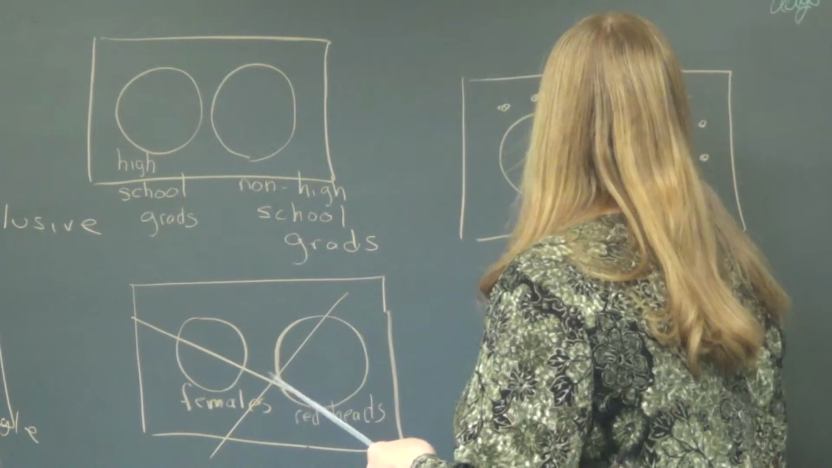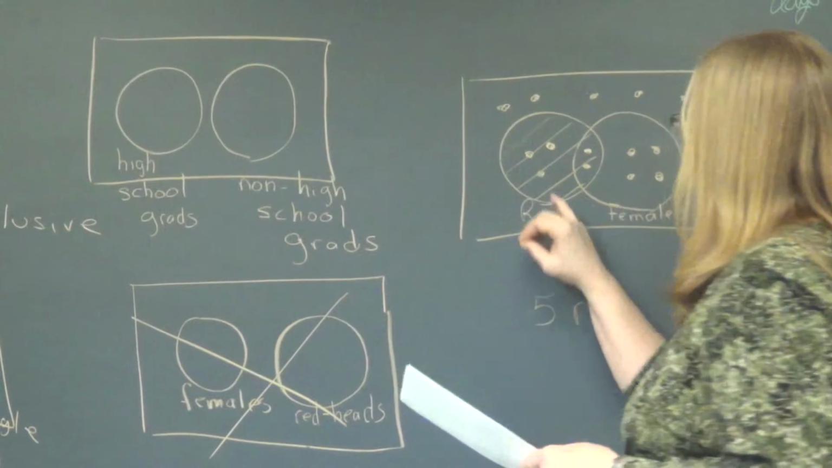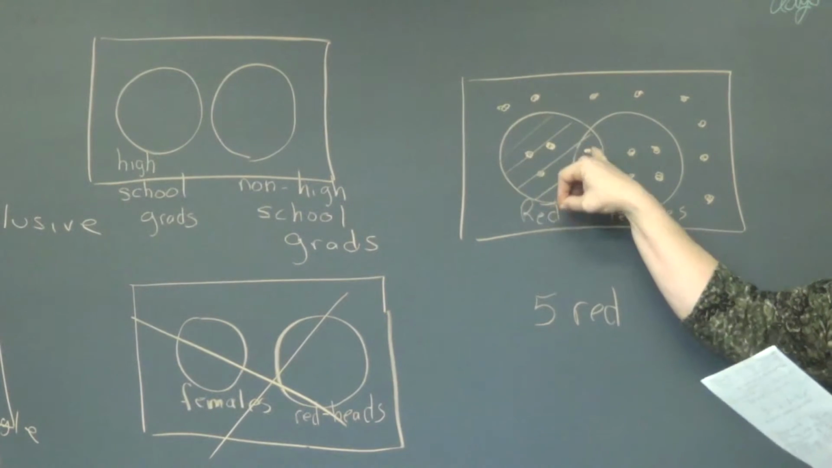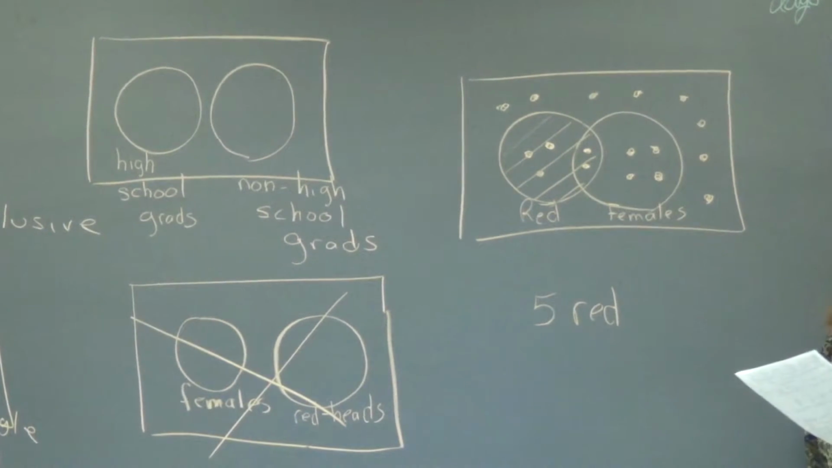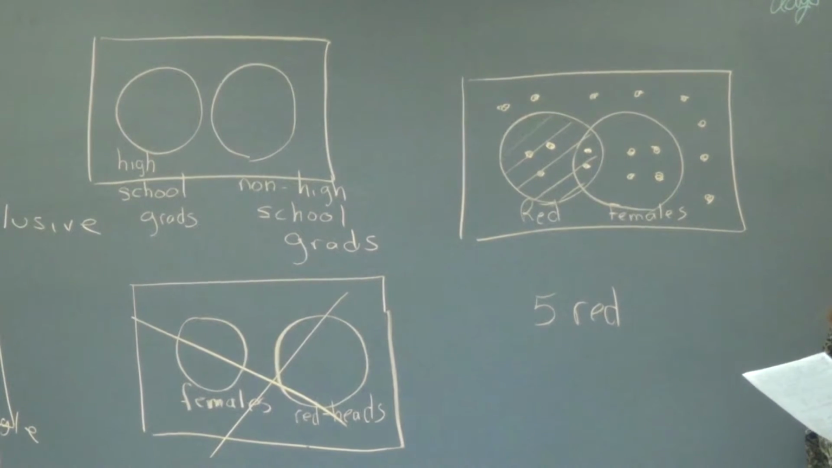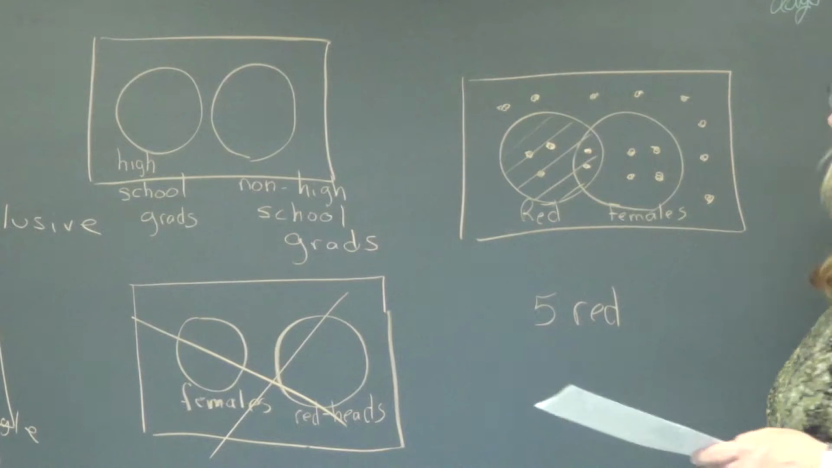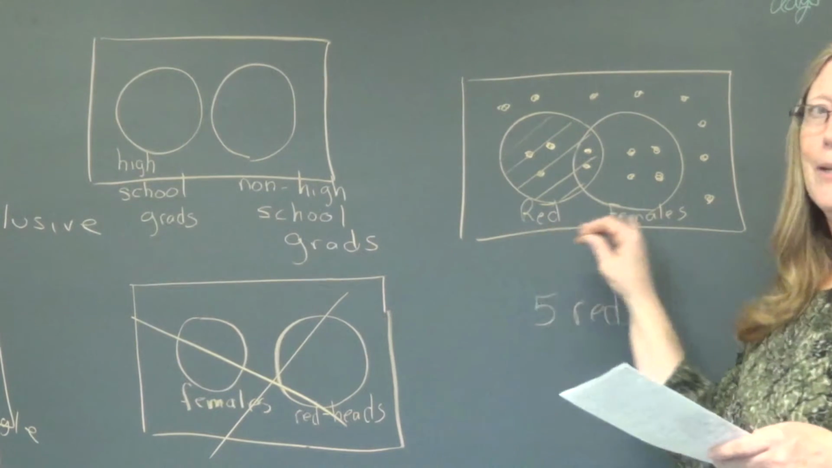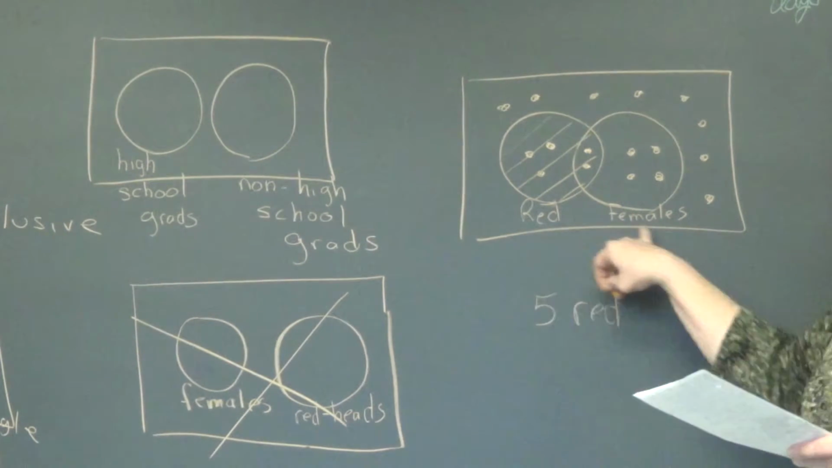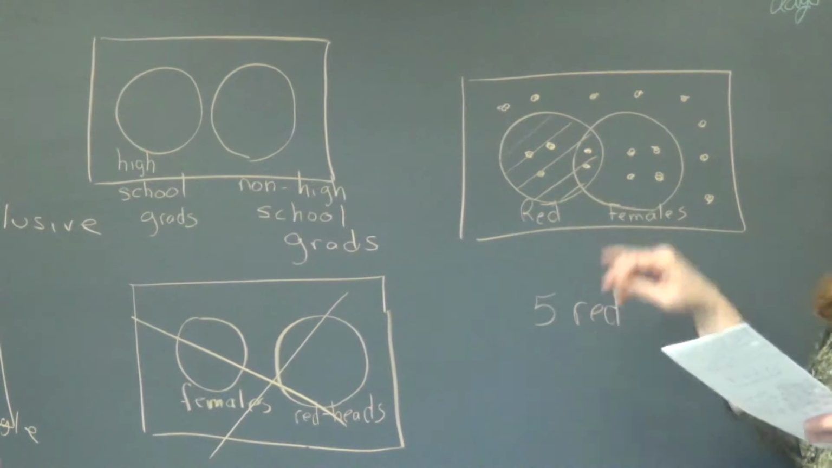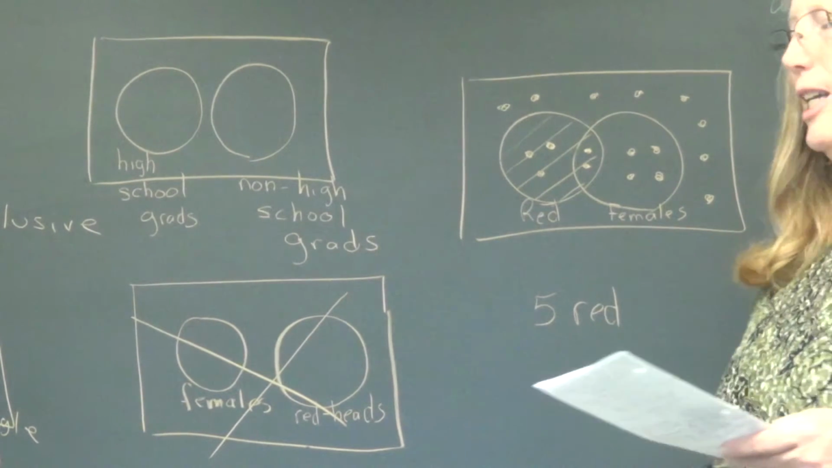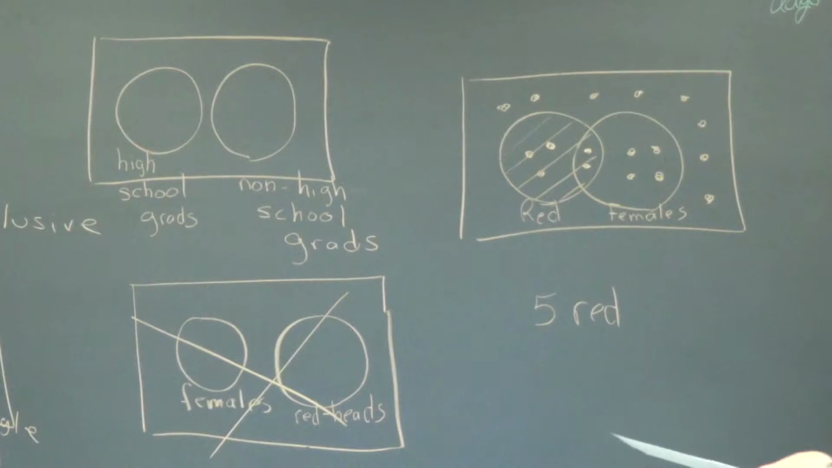5 redheads, right? I thought it'd be 6. Wait a second. I'm confused. I moved my circles backwards. Okay, we can do them backwards. Just answer the questions. Did you have the red and the females titles backwards or the actual numbers? Titles backwards. Okay, you change it then. So 5 redheads.